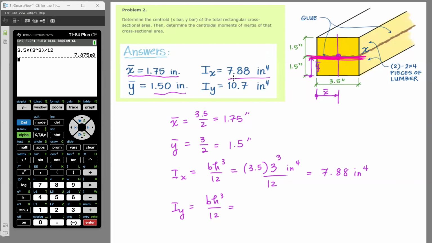Let's do the y-axis. So here's my centroidal y-axis. Which do we cube? The 3.5.